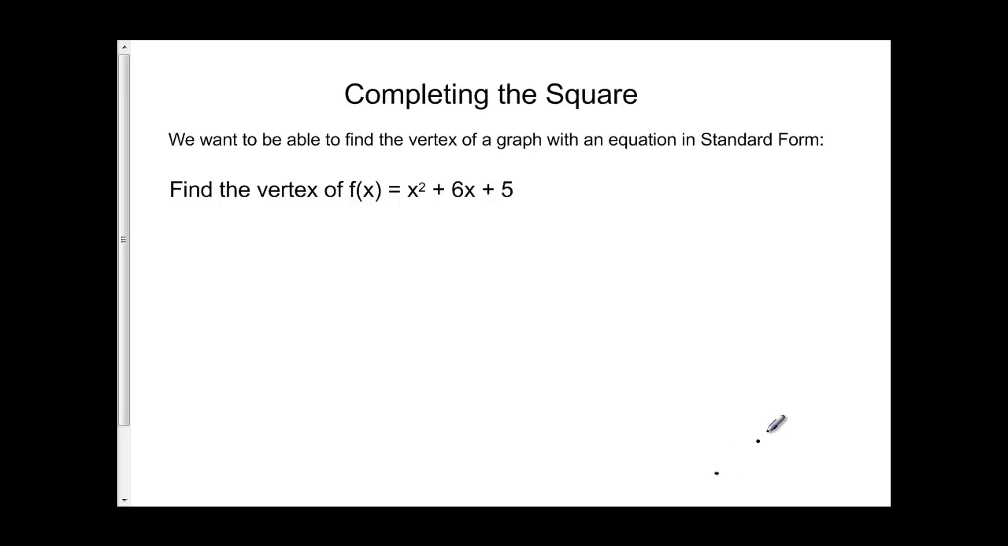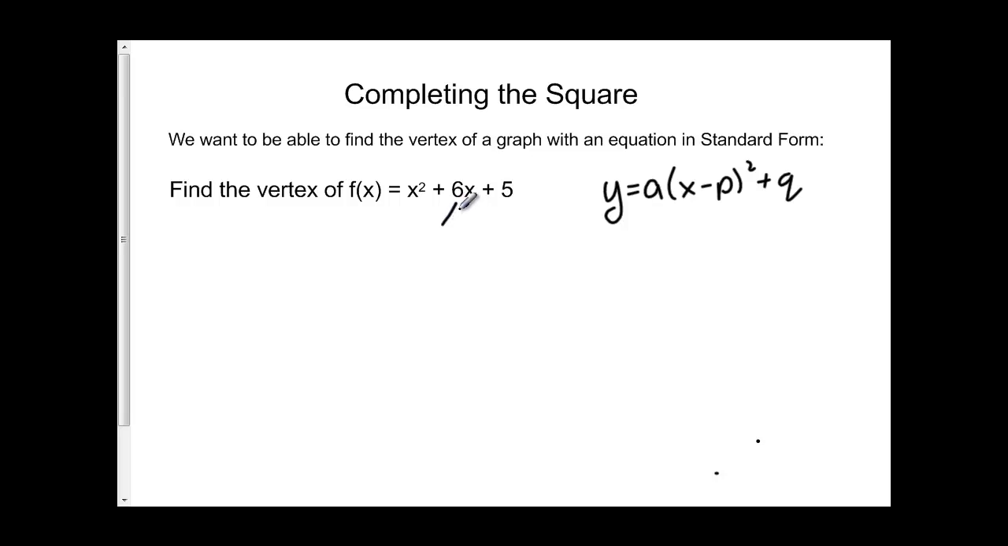Completing the square is a method that's used to change an equation that's in standard form into vertex form so we can read off the vertex of the equation. What we're trying to do is change our equation into the form y equals a(x minus p) squared plus q.